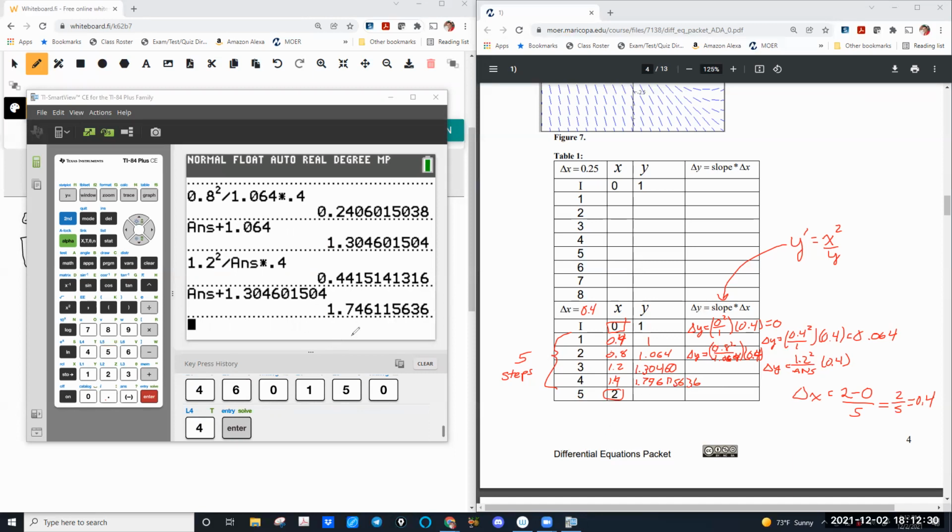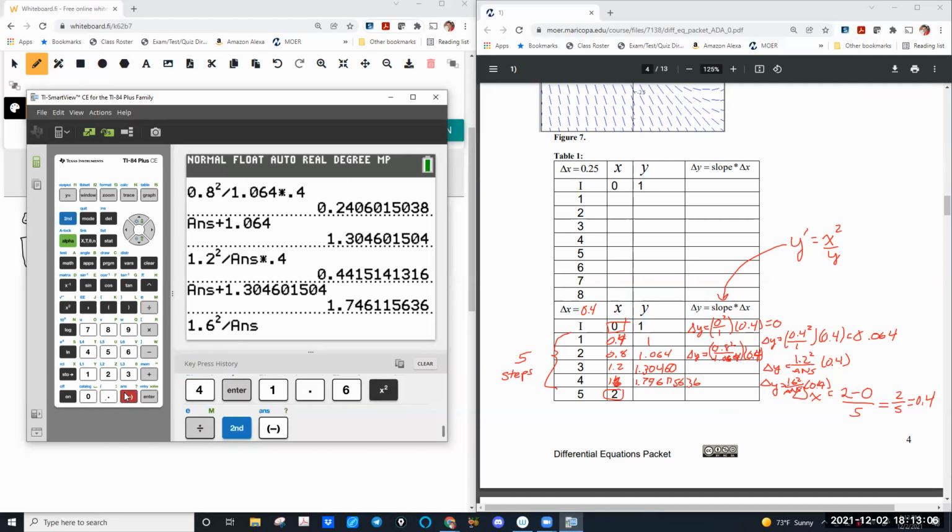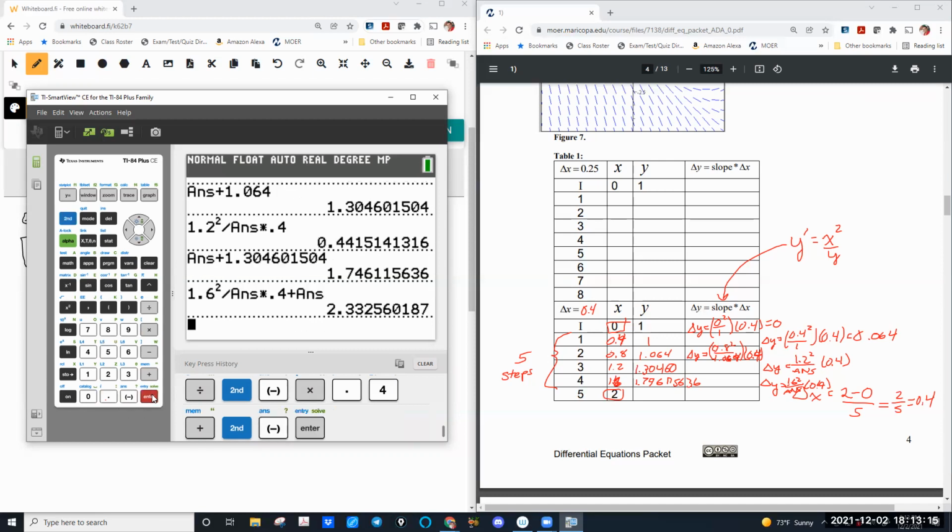And now here's what I'm going to do. I'm going to do this last one all at once. All right, so I know that delta y for this one is going to be 1.6 squared. I don't know why I wrote 1.4 here. It should be 1.6 over answer. Man, did I run out of space? Guys, this is terrible space management. I apologize. All right, so I'm going to do it all in the calculator, and so I don't have to rewrite anything. I got the 1.6 squared. That's the x squared. Then divided by my previous y, times my delta x, and then that gets added to the previous y to get my new y. And there is our estimate. When all is said and done, we get that y of 2 is approximately 2.332560187.